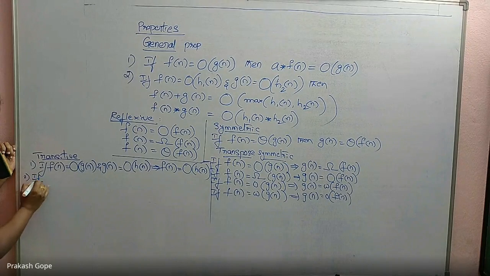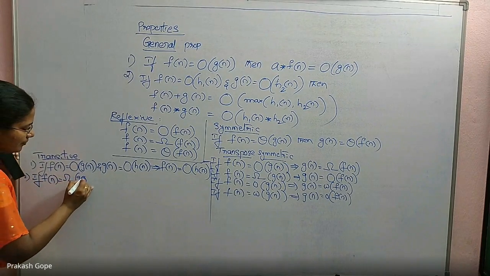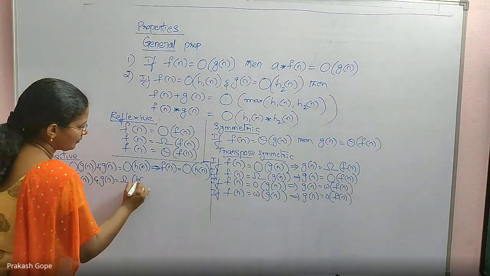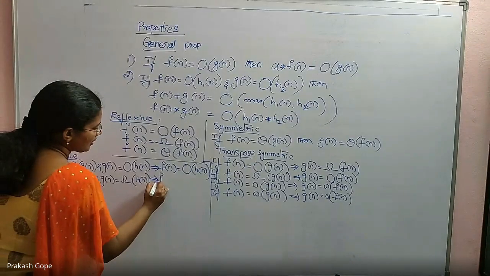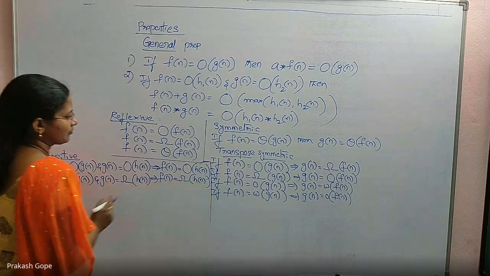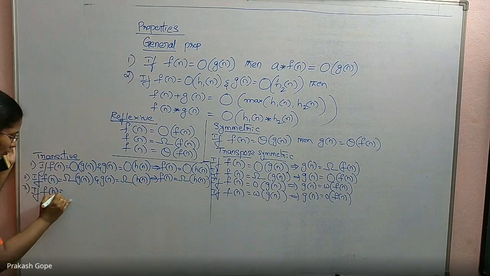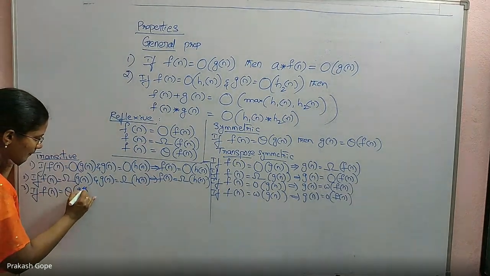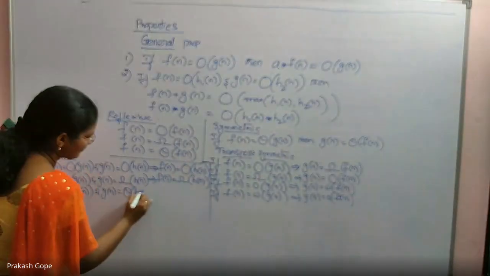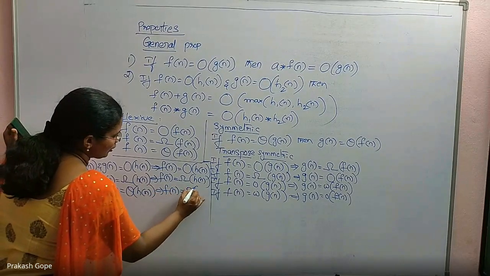Second property, if f of n is equal to omega of g of n and g of n is equal to omega of h of n, that implies f of n is equal to omega of h of n. Similarly for theta, if f of n is equal to theta of g of n and g of n is equal to theta of h of n, that implies f of n is equal to theta of h of n.